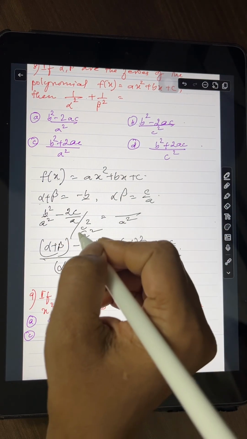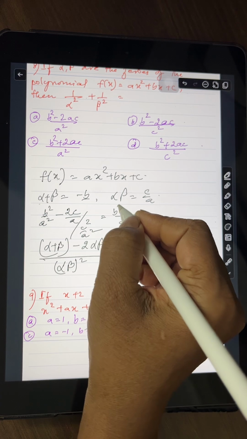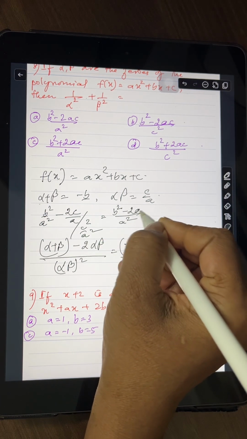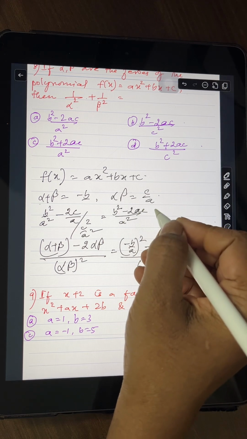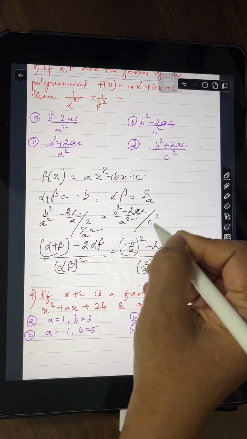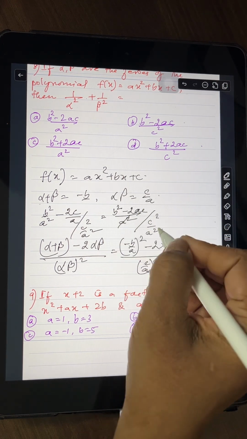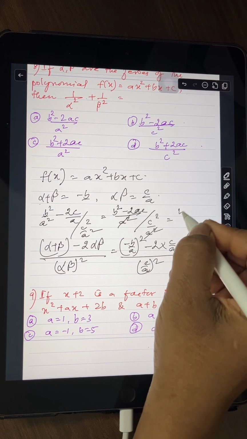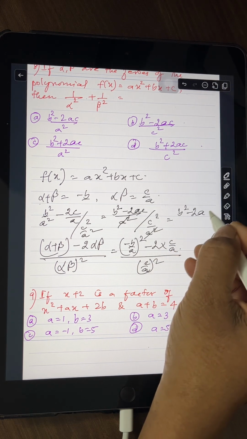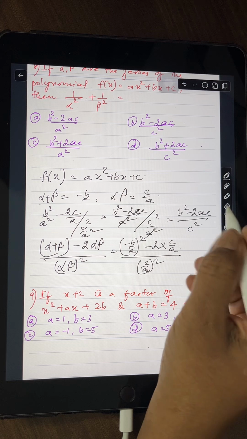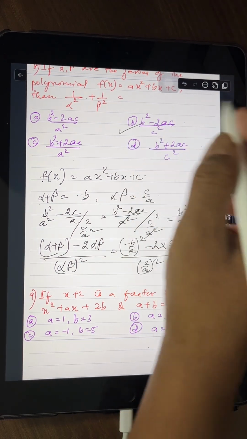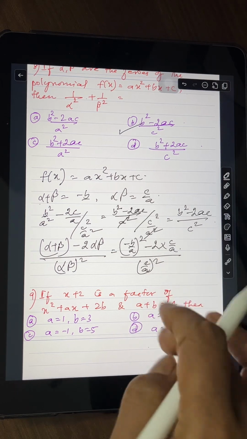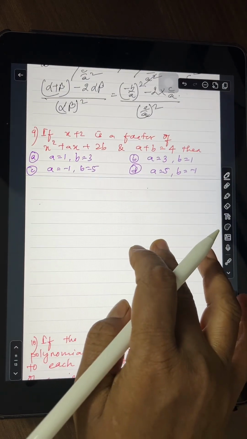A square, you have now b square minus 2ac, because 1 a is missing here, so you will have to multiply by a, and c square by a square. This a square and this a square you can cancel. So b square minus 2ac by c square. This is your answer. Clear? Okay.